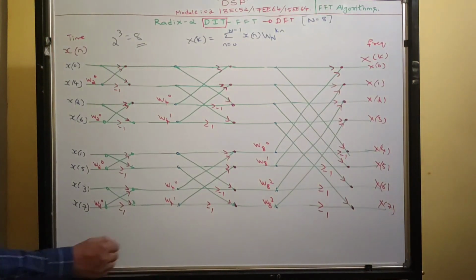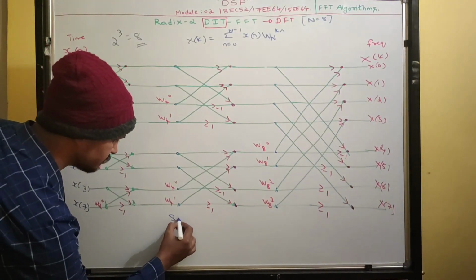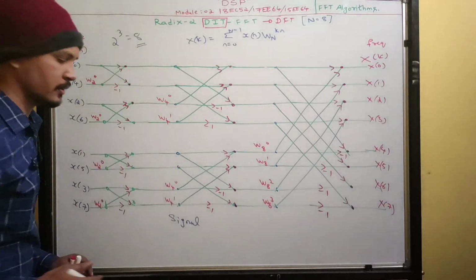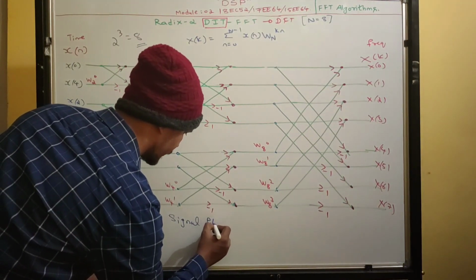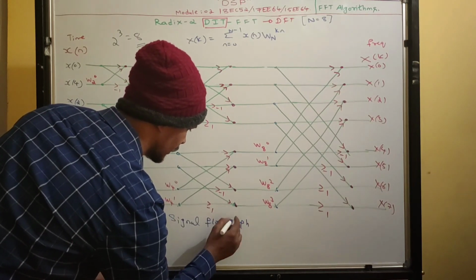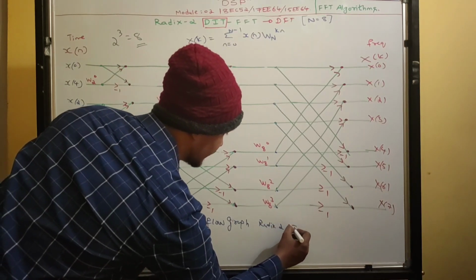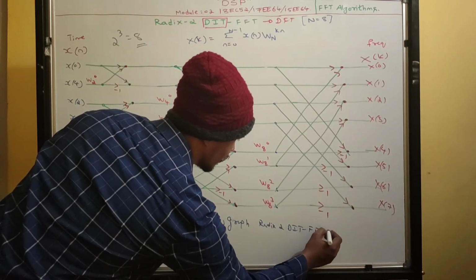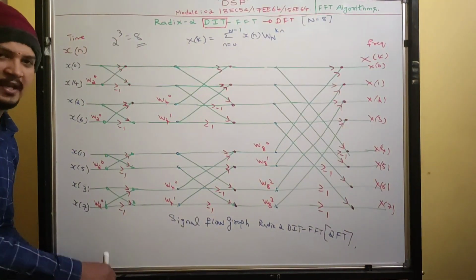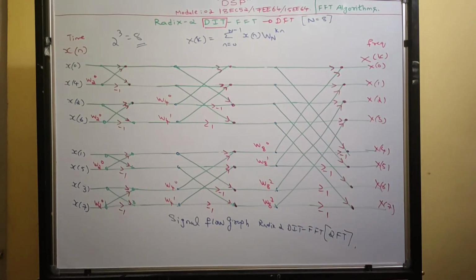Copy down. So this is about the radix 2 DIT FFT signal flow graph. This is also called the divide and conquer method or approach. Signal flow graph for radix 2 DIT FFT. What is it going to compute? It's going to compute the DFT only. Okay, guys, pause the video, then copy down.